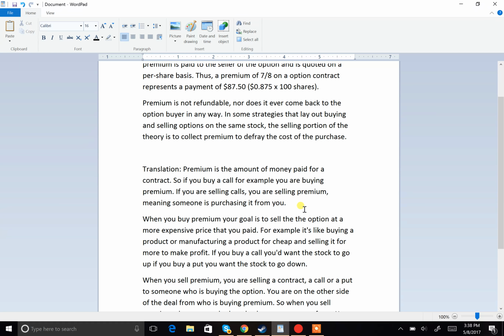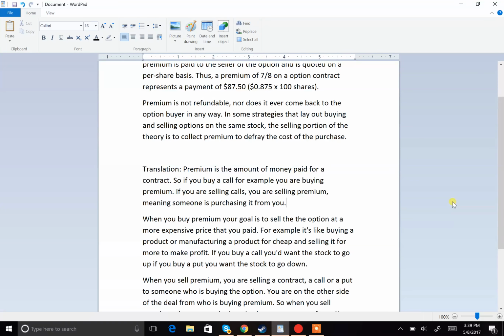So my translation here is much easier. For me, premium is the amount of money paid for a contract. One contract is basically, on an option, if you buy a call or put, you can buy one or two or however many contracts you like. So premium is the amount of money paid for a contract. It's kind of like, for example, if you're going to get health insurance coverage, you have a premium that you pay every single month, and then they offer you health coverage. So you pay that amount per month, and then you get access to health coverage. That's basically what this is like.